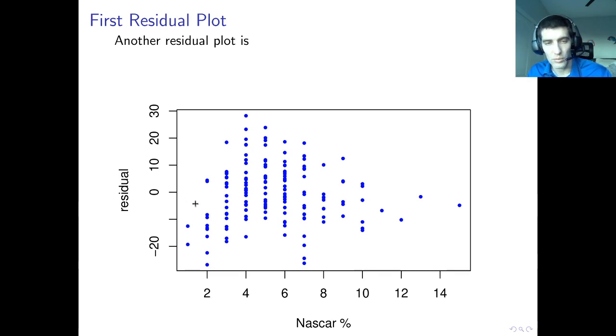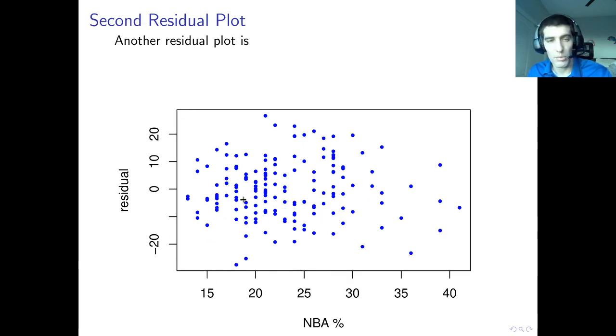Again, we see distinct evidence that the mean is below 0 here. This is not the simple linear regression model. This is a different model, but we're having the same problem. When we plot the residuals against the NBA percentage, I don't see anything in this plot that is especially problematic. It's reasonable for me to believe that for each fixed x, the points I'm receiving here are mean 0 or near mean 0.